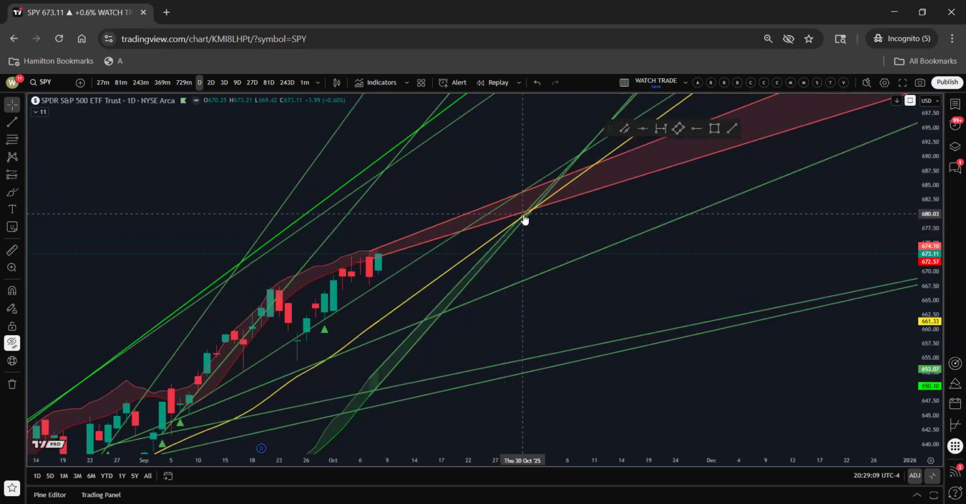Now, where and when will the bullishness come to an end for SPY? October 31st might be a turning point for a bounce or a rejection. So let's keep an eye, because this is an apex level right here where multiple lines tend to connect.